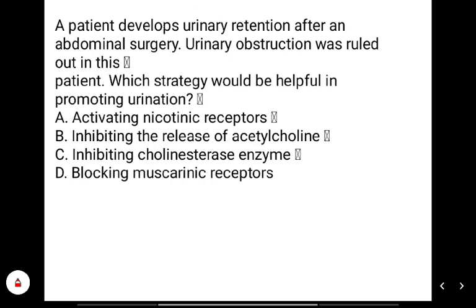Now next case study: a patient develops urinary retention after an abdominal surgery. Now urinary obstruction was ruled out. Which strategy would be helpful in promoting urination? Which strategy should we use?